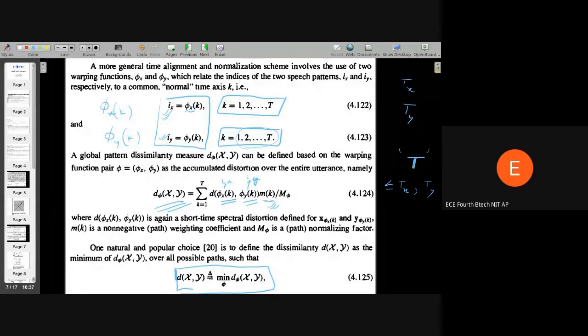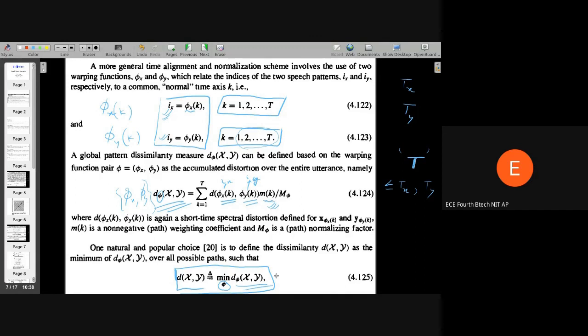There could be different functions, phi x, phi y. There could be many different choices, but we have to find the best phi x and phi y so that our cost is the minimum. That will give us the optimum path, so to say. This is what DTW is doing. That's the goal of DTW.